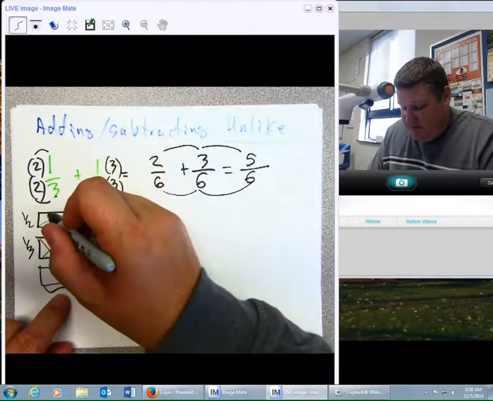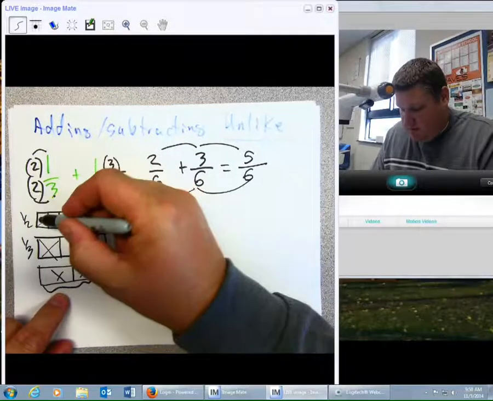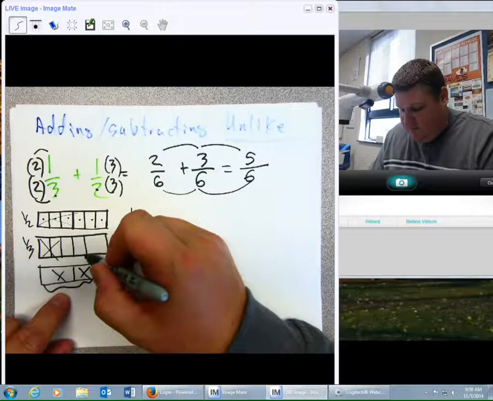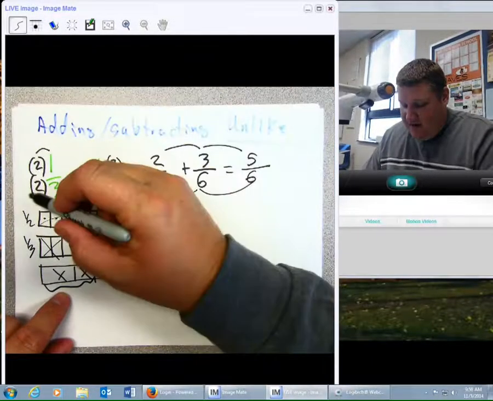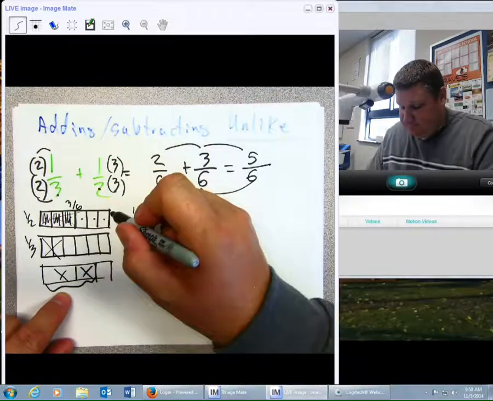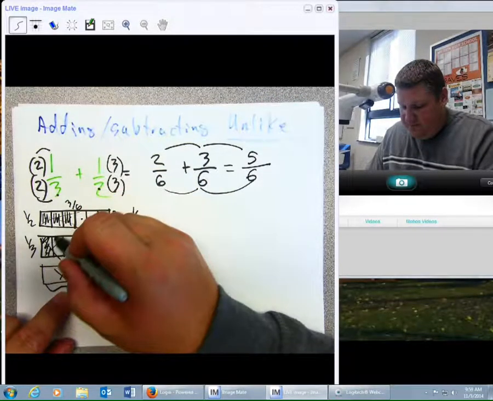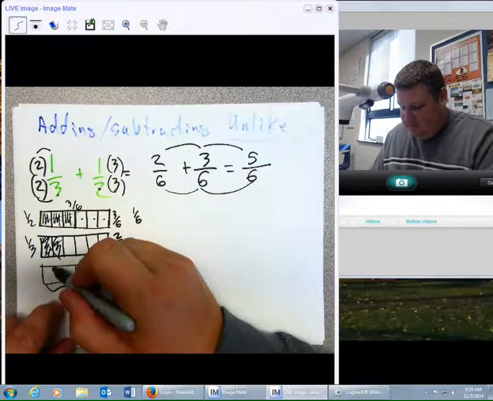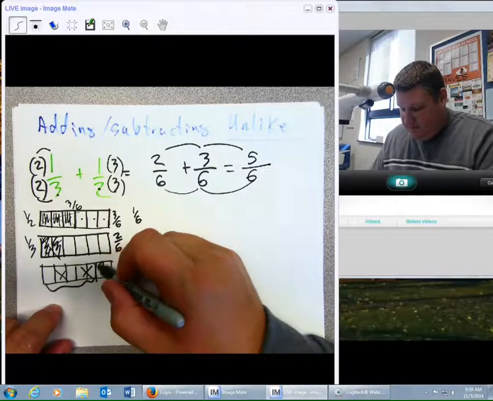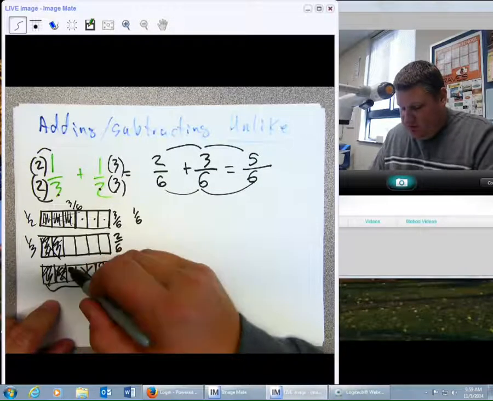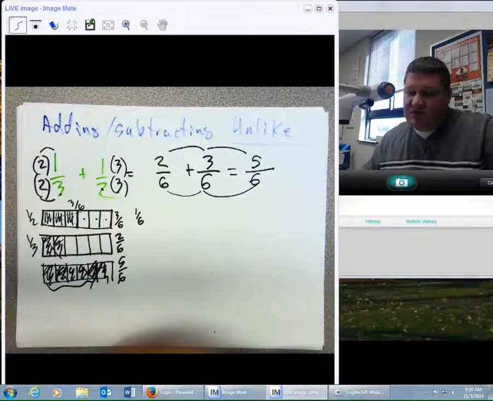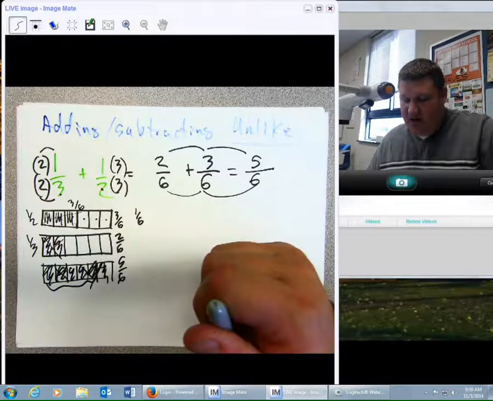So here we go. 1, 2, 3, 4, 5, 6 pieces. Now in this case, this, this, and this were my half. That's 3 out of 6. Here I have 1, 2, and that's 2 out of 6. So it's going to make sense that I'm going to end up with 1, 2, 3, 4, 5 out of 6. So that's using models, okay? Using models to add them up by getting common denominators.